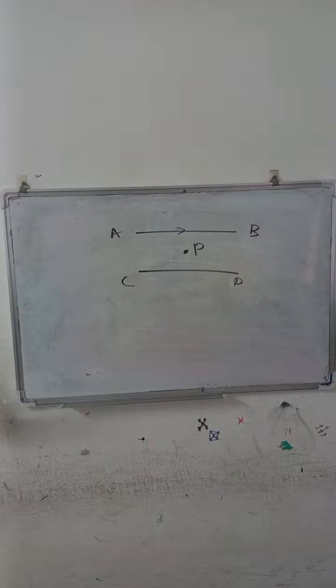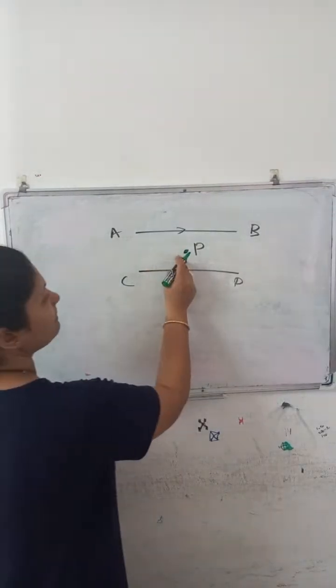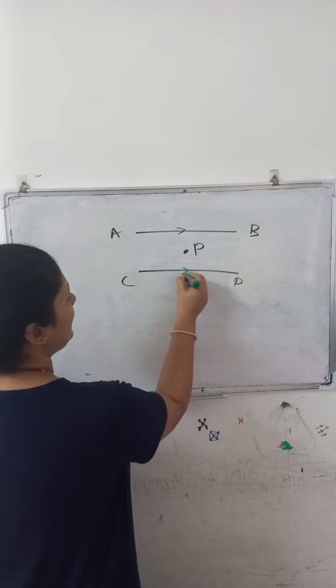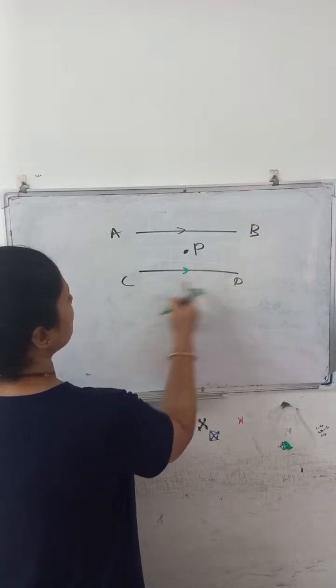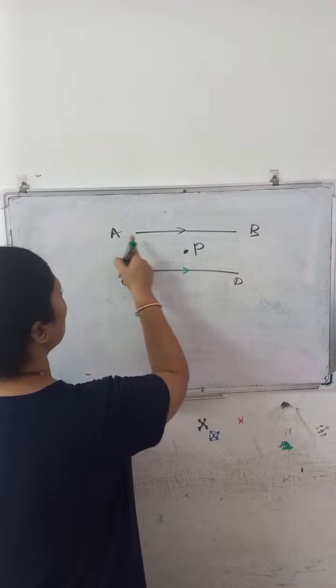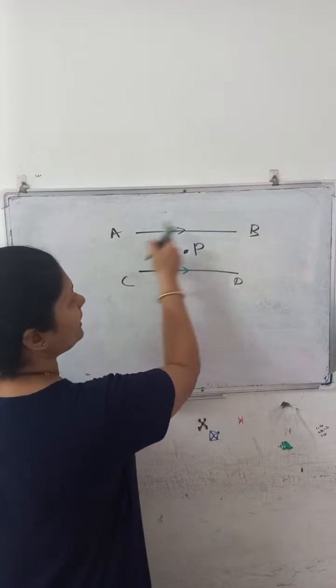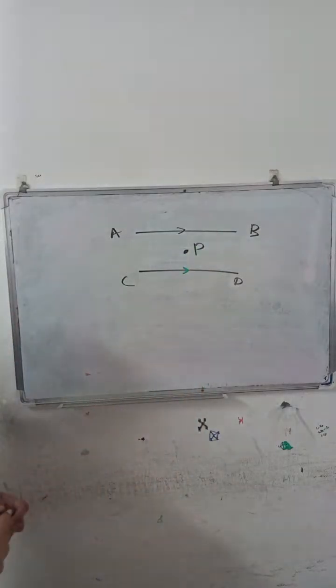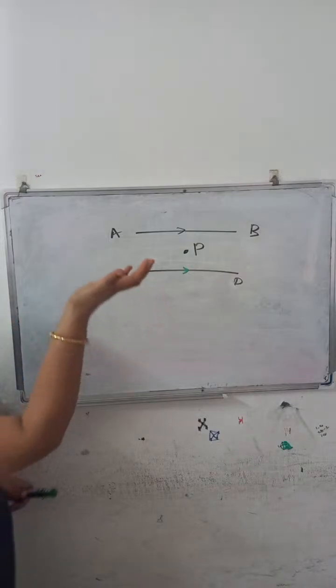Okay, then what you can do here? Very important, the charge P is kept at the middle. Here the direction of current in CD is flowing from C to D, and current in AB is from A to B. So you have to take your right hand thumb rule.